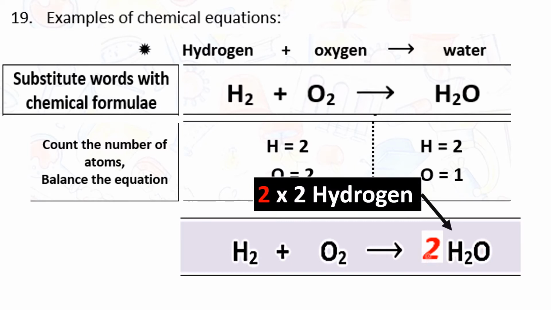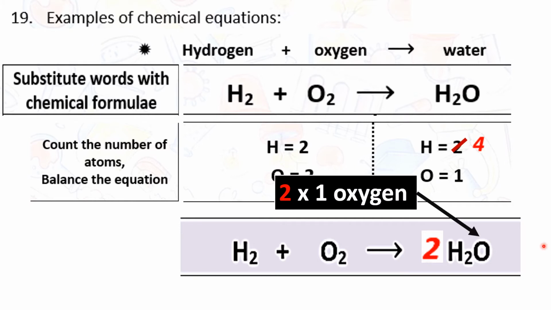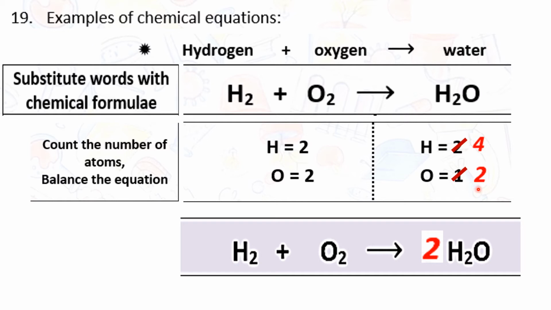So this means 2 times 2 hydrogen, which gives us 4. So this changes the number of hydrogen here. And then it also means 2 times 1 oxygen. So 2 times 1 is 2 oxygen. As you can see here, we have already balanced the oxygen. However, now the hydrogen is not balanced. So we need to balance the hydrogen.